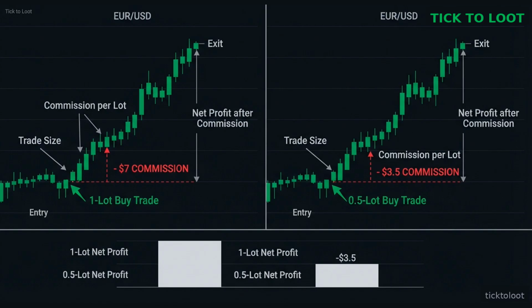All right, looters, now that we know commissions are like a small toll you pay every time you drive your trade car across the market road, let's talk about how you can adjust the size of your car, your position size, so that the toll doesn't drain your earnings.